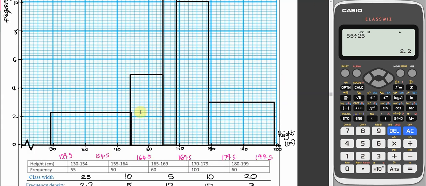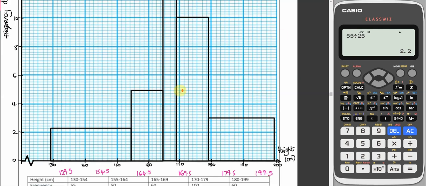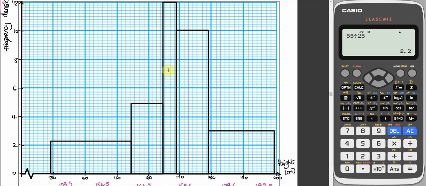Right, so hopefully your final histogram looks something like this. It's got a very tall, thin one towards the middle. There we go, that's part A done. Make sure you've labelled your axes as well. That's our histogram done for part A.